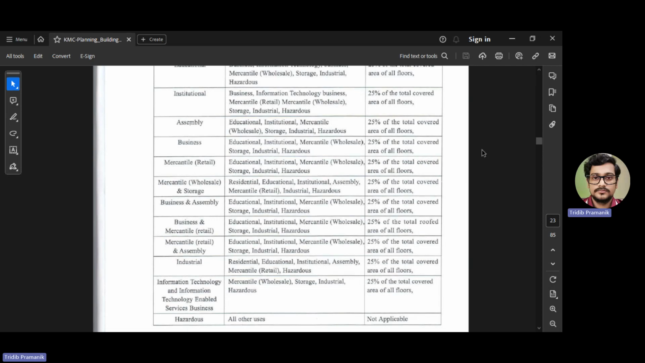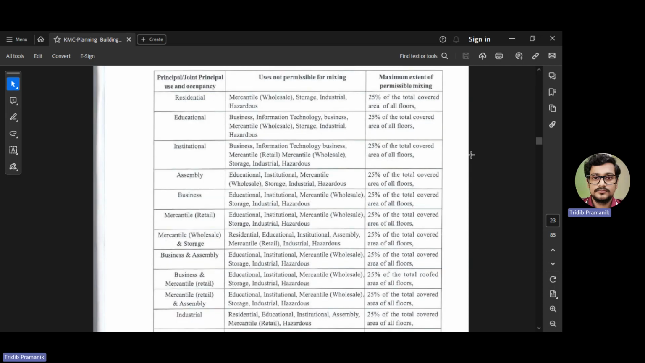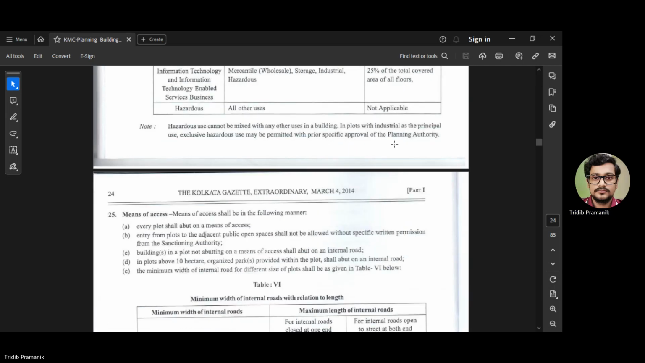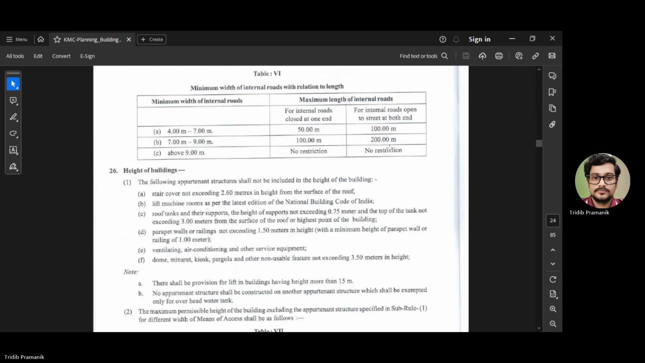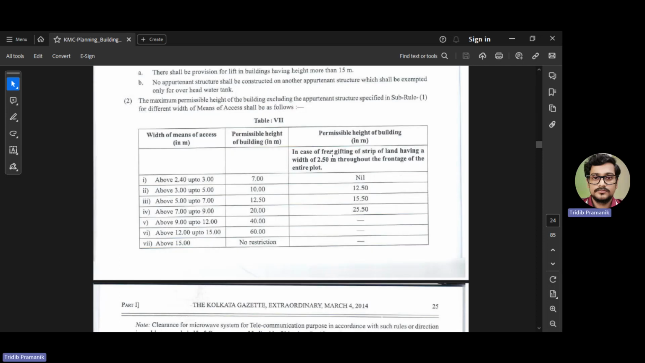But a point to remember is that if we want to make any residential building, we cannot use it for storage of hazardous materials. Now, the point of main means of access. You see, in table 7 we will get the maximum permissible height depending on the width of the main means of access.